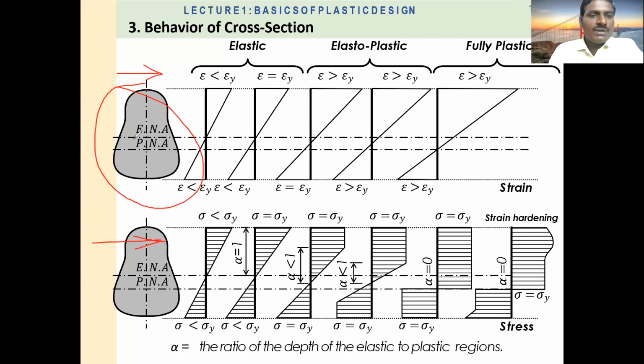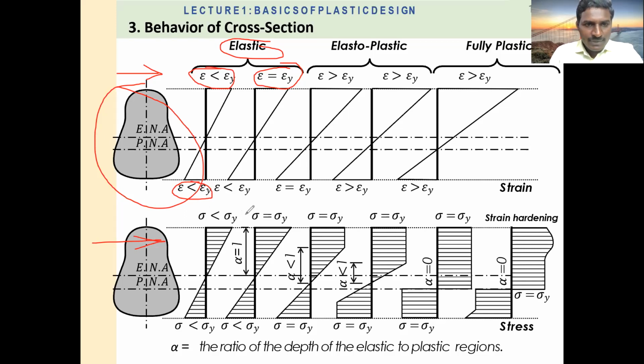Now in the first row, we see the elastic behavior. It means strain is less than the strain at the yield point. As I have told you, up to the elastic point the strain is very small, but stress increases. Up to the elastic limit, strain increases. So strain is less in the elastic range, or equal to the yield strain at the yield point.